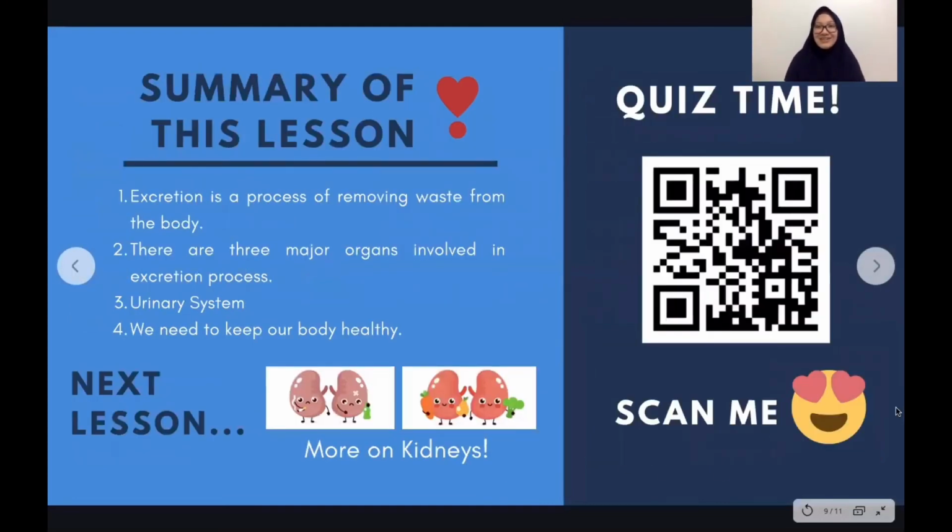Okay, so we have ended this lesson, and the summary of the lesson is that you have to remember what excretion is. Excretion is a process of removing waste from your body. The second, there are three major organs involved in the urinary excretion system. What are they? Do you still remember?